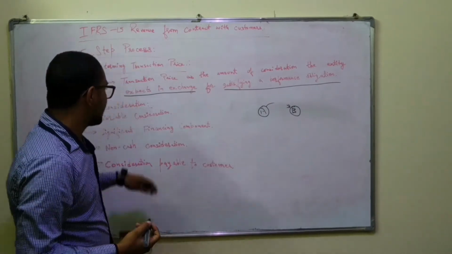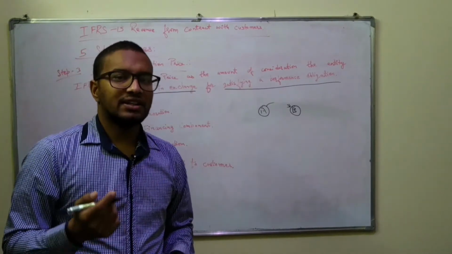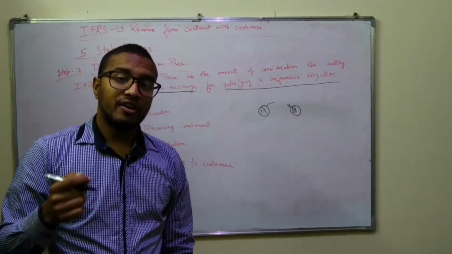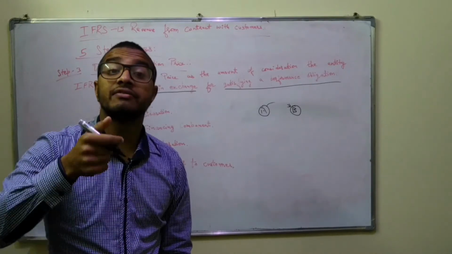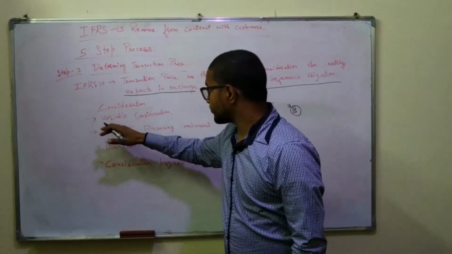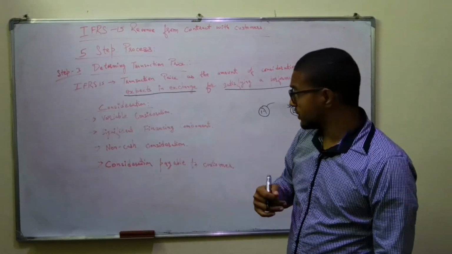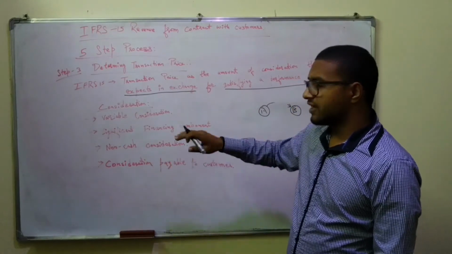So this is a variable consideration, and we only recognize it when it is probable that the recognized revenue won't reverse. So there is a condition, and we'll look at it again later on. We will go in depth with variable consideration and do some examples as well. And then let's look at significant financing component.